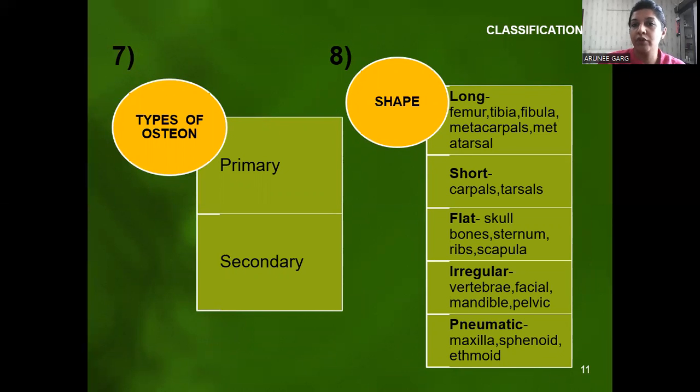Based on the shape of the bone, there are long bones like tibia, fibula, metacarpals, metatarsals. Short bones like carpals and tarsals. Flat bones like the skull bones, sternum, ribs, and scapula. Irregular bones like the vertebrae, facial, mandible, and pelvic bones. Pneumatic bones, which contain sinuses, like maxilla, sphenoid, and ethmoid.